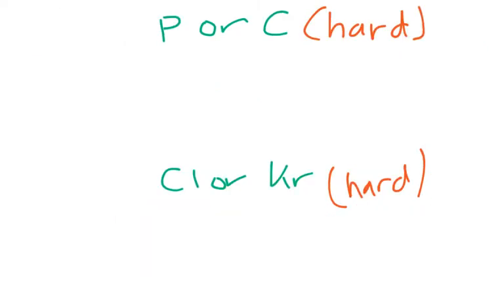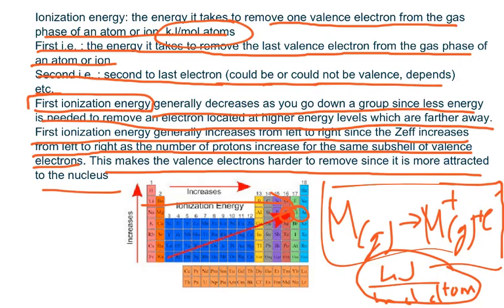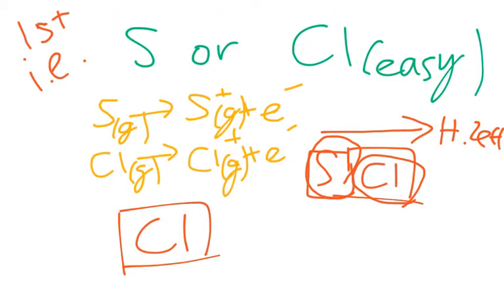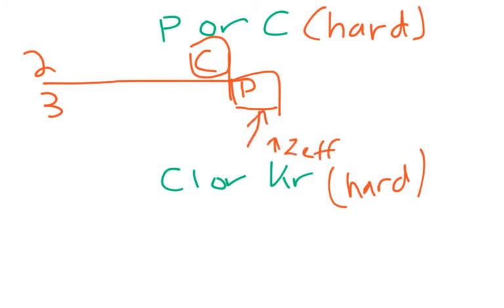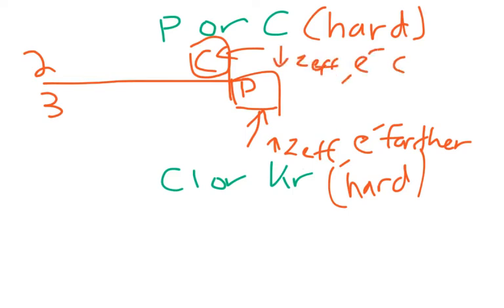Let's take a look at the second question. P or C? Phosphorus or carbon? So I'll draw out where phosphorus and carbon are relative to each other. Carbon is here and phosphorus is here, and they're one group apart, and this is going to be period 2 and period 3. So which one has a higher first ionization energy? Now this question is a bit hard because phosphorus has a higher Zeff, but the electron is located farther. Meanwhile, for carbon, it has a lower Zeff, but the electron is closer.